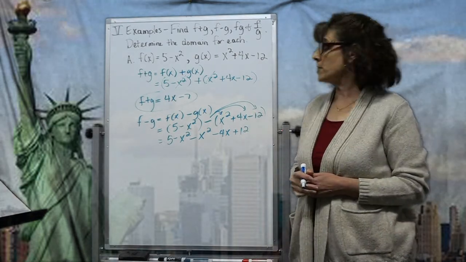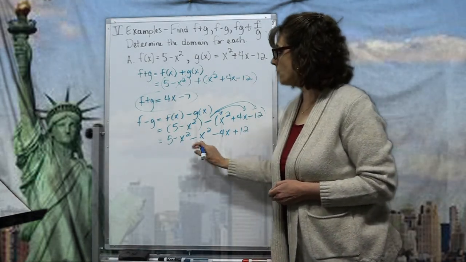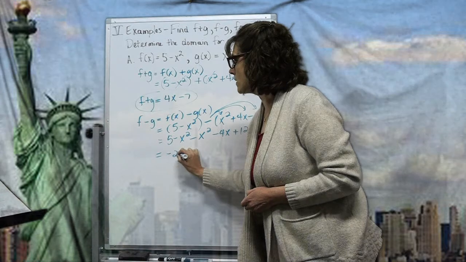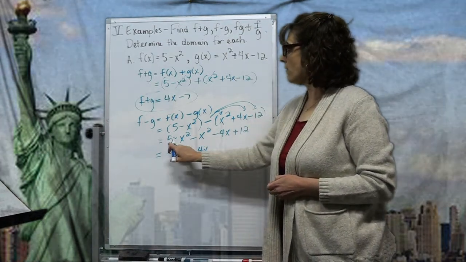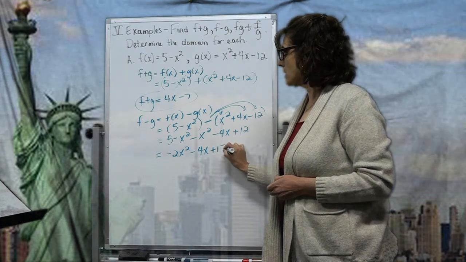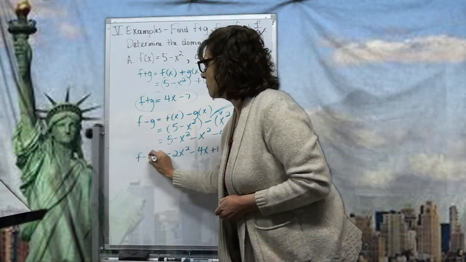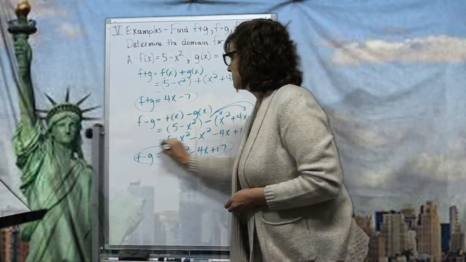And now I'm going to combine those like terms. Negative x squared minus x squared is a negative 2x squared. That negative 4x doesn't combine with anything. And 5 plus 12 will give me a 17. So this is what my f minus g will look like.